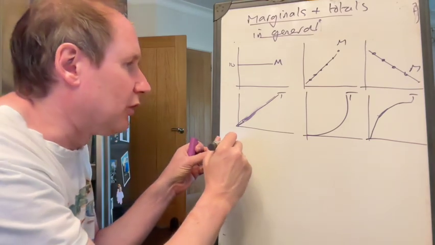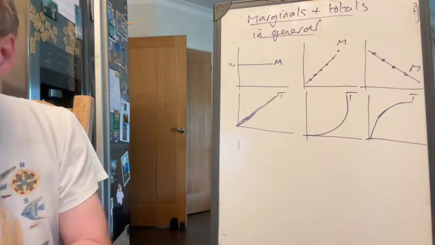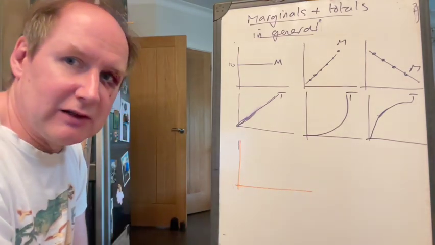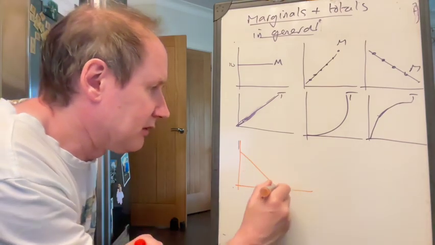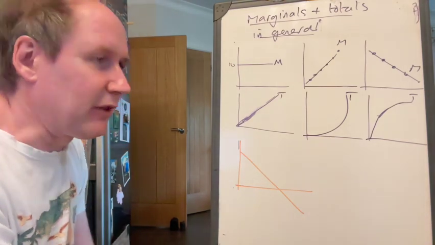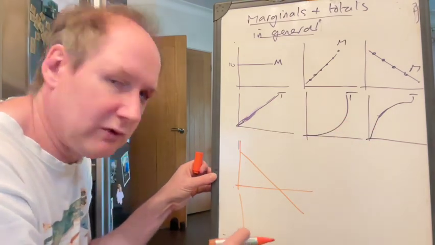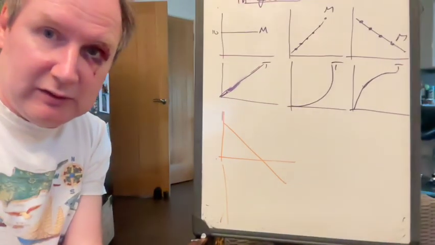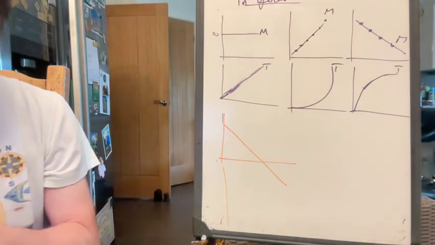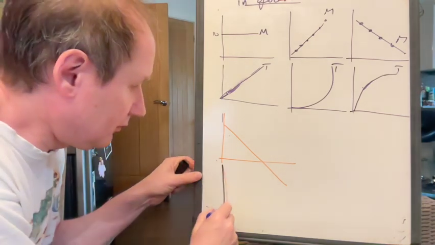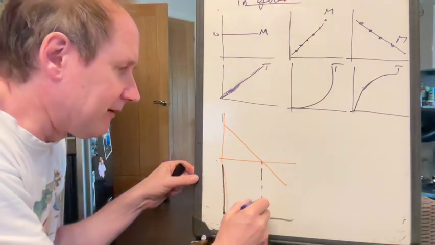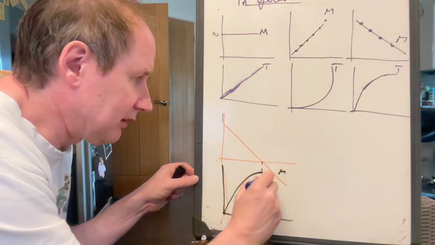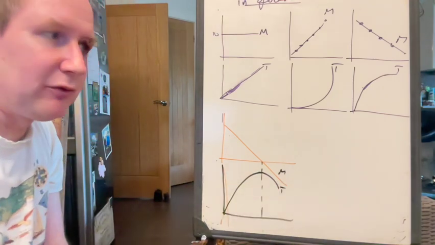If we now introduce one that goes negative, let's imagine we have one that goes like that. Well, up until there, it's like that one. It's rising more slowly. And then it starts to fall.